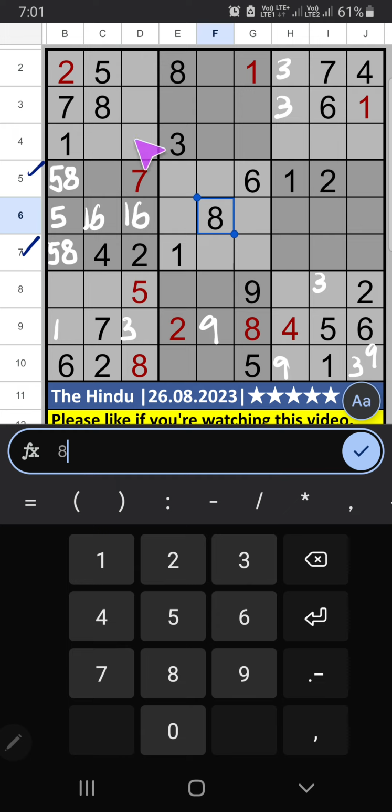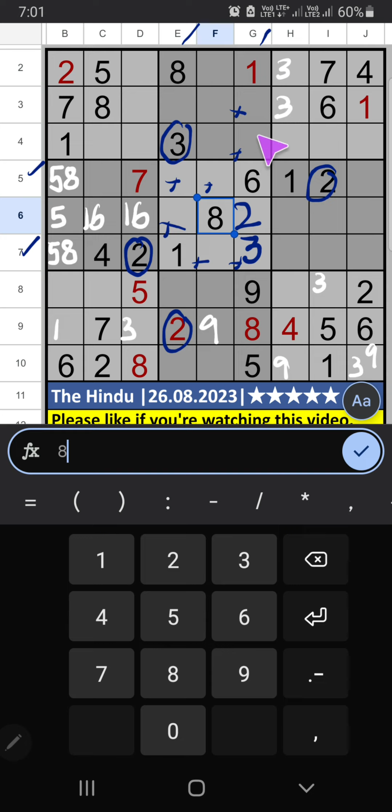5th row and 7th row, column E, we have 2. So 2 can't come in these cells. Then 2 is confirmed here. 2nd grid, we have 3. So 3 can't come in these cells. Then 3 is confirmed here.